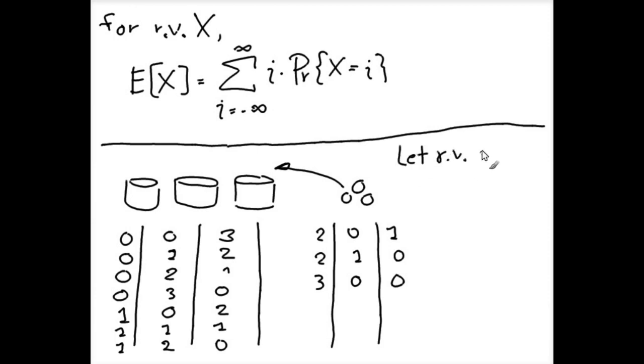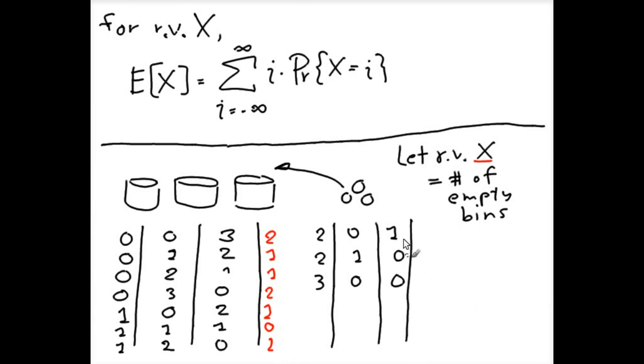So suppose I let random variable x equal the number of empty bins. In this case, the number of empty bins is 2. In this case, the number of empty bins is how many? 1, 1, 2, 1, 0, 1. And in this case, the number of empty bins is 1, 1, and 2.